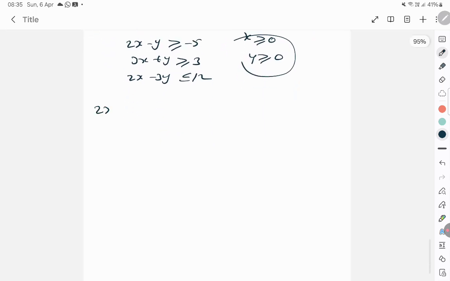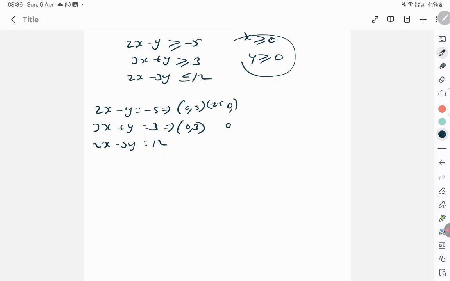Consider them as equalities. 2x minus y is equal to minus 5. 3x plus y is equal to 3. 2x minus 3y is equal to 12. So in this, when x is 0, y is 5. When y is 0, x will be minus 2.5. Now x is 0, y is 3. y is 0, x is 1. x is 0, y is minus 4, because 3y, no? 4 3s are 12. y is 0, x is 6.